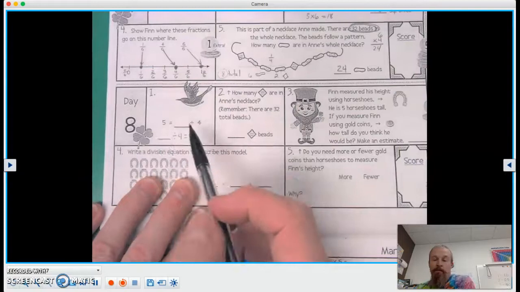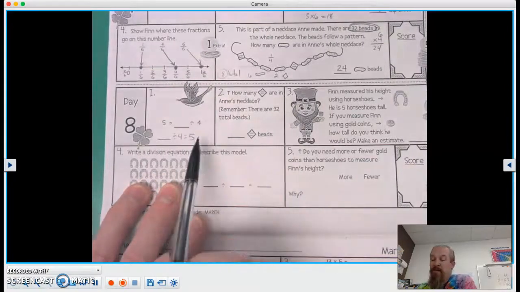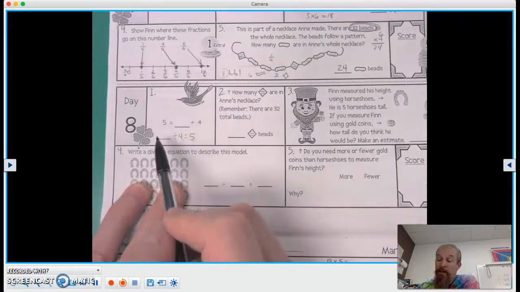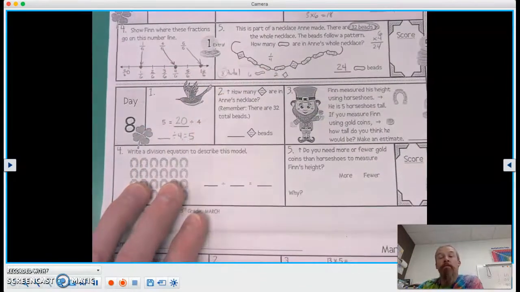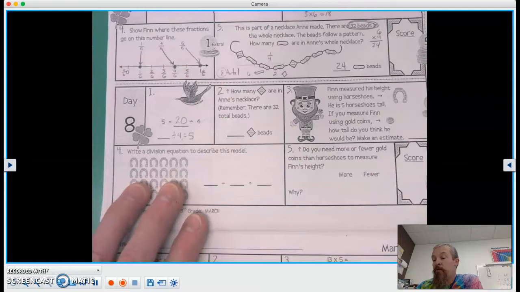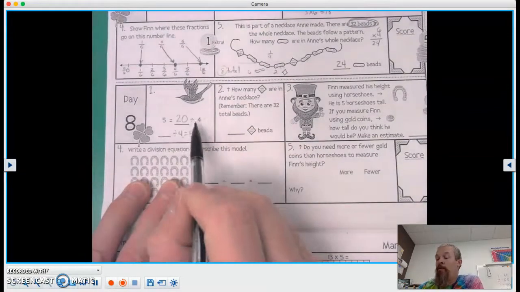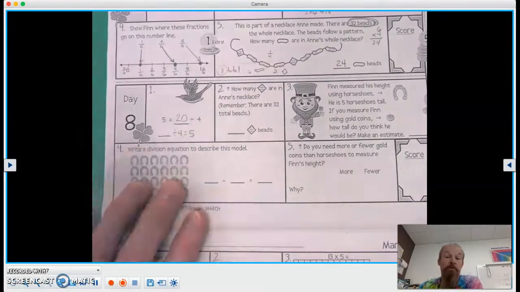So if we see it this way, though, sometimes it just helps thinking that 5 times 4 is the big number, and that would be 20. So let's double check. If we split 20 into 4 equal parts, would each part have 5? Yes. 20 divided by 4 equals 5, because 5 times 4 is 20.